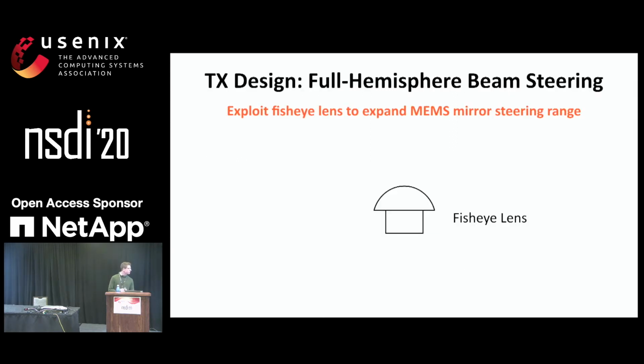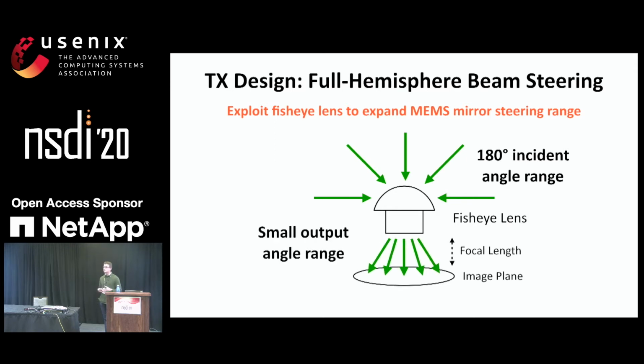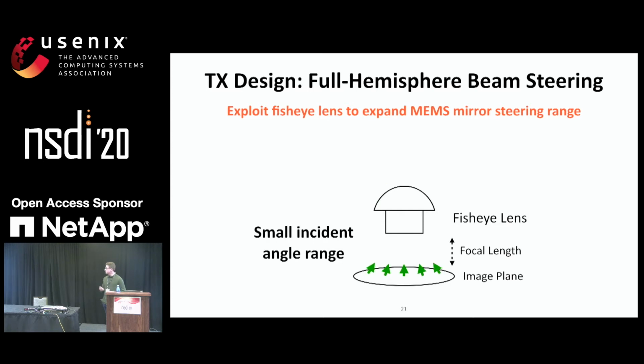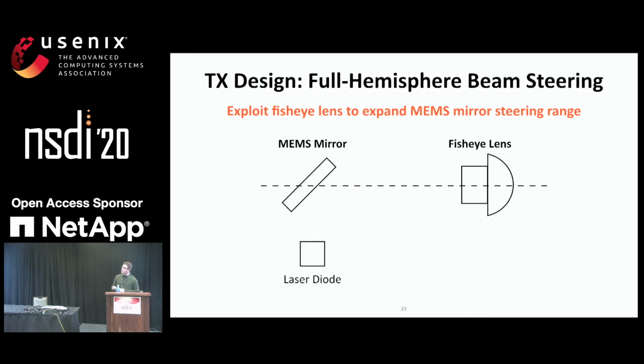To accomplish this, we utilize a fisheye lens. Typically these are used in photography. What they do is they take in light rays from an entire hemisphere and concentrate them down into a very small angular output range. Then you'll have your image sensor somewhere around the image plane. To instead steer out to an entire hemisphere, we reverse the orientation. So we send light out to this small angular range to achieve a full hemispherical output range. This is a completely passive component. If we combine this with a MEMS mirror, then small movements of our mirror will allow us to achieve a full hemispherical steering range.